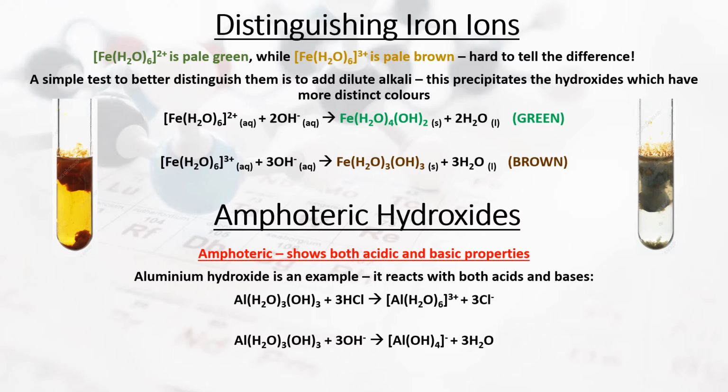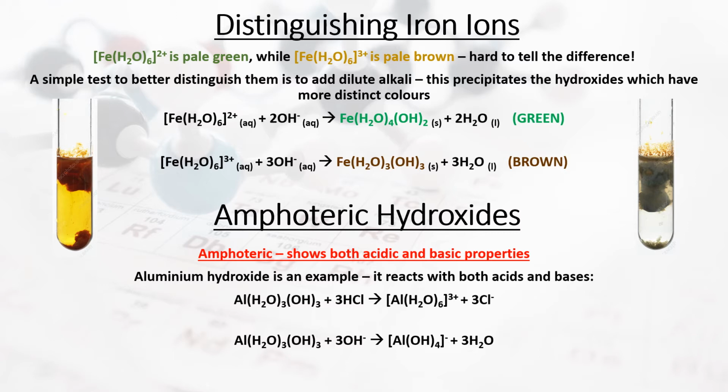Another thing to talk about is something called amphoteric hydroxide. You may have come across the word amphoteric before. Amphoteric means that it shows both acidic and basic properties. You might have seen this if you've looked at my acids and bases videos. We've talked about the fact that water is amphoteric. It can act as an acid or a base.